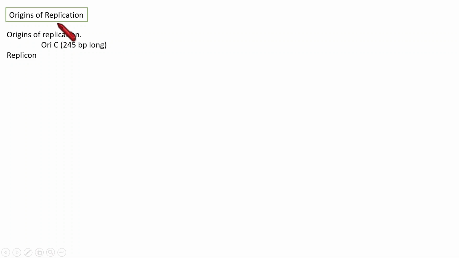Okay. Next, we are going to understand origins of replication. What are origins of replication? They are specific regions in the DNA where replication starts. As we are now talking about DNA replication in prokaryotes, here we are taking the case of E. coli. In E. coli, the origin of replication is named ORI-C. This ORI-C is a 245 base pair long DNA portion in its genome. At that point, the replication starts.